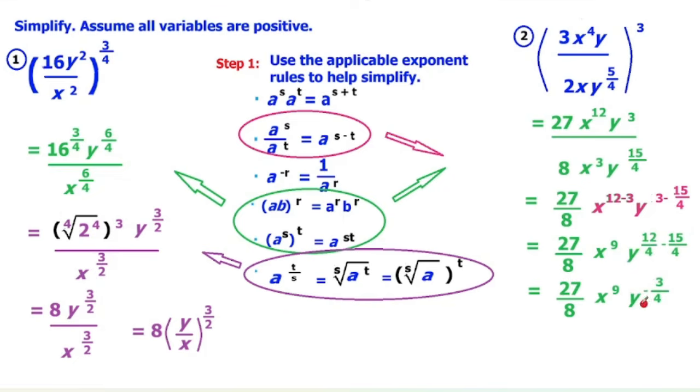y becomes y to the negative 3/4. And we can further simplify that, and it becomes 27x to the 9 over 8, with y to the 3/4 in the denominator, because y to the negative 3/4 means it just goes into the denominator and the exponent becomes positive. And that's it. That's all there is to those two problems.